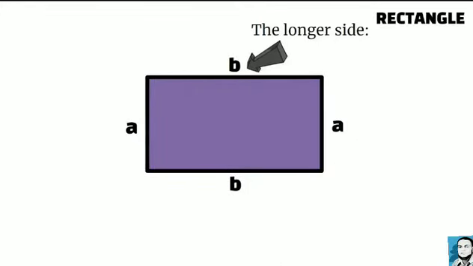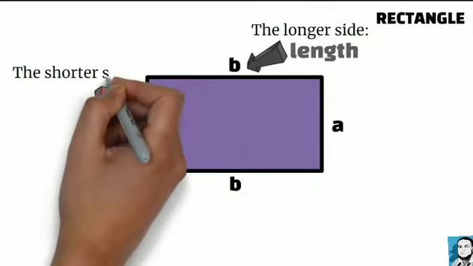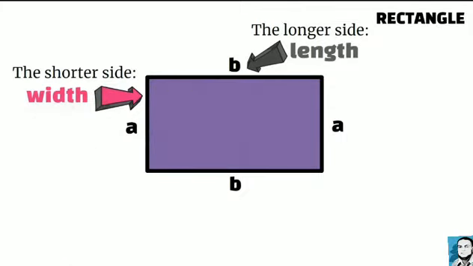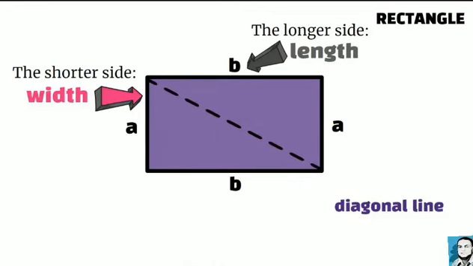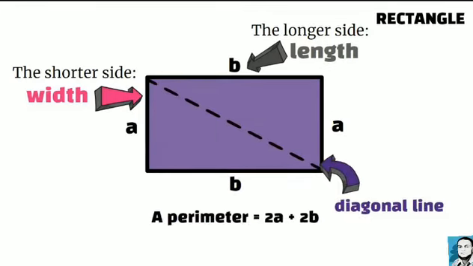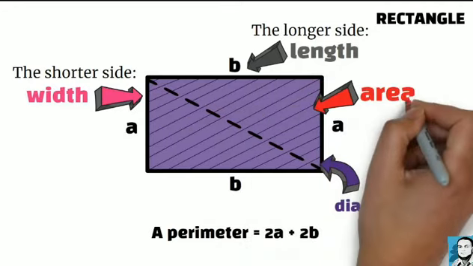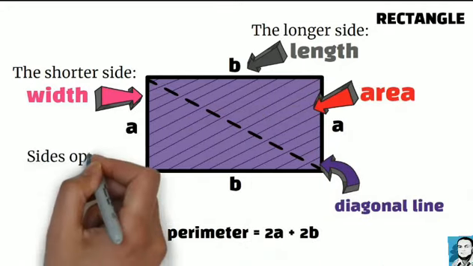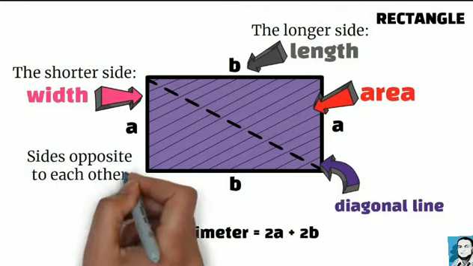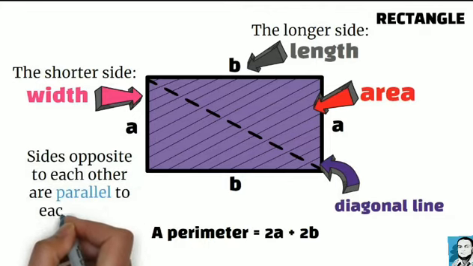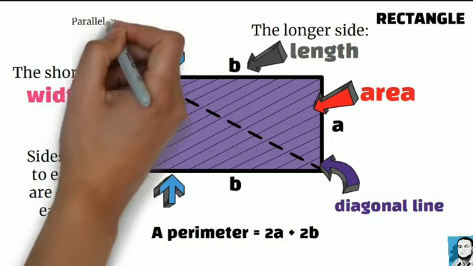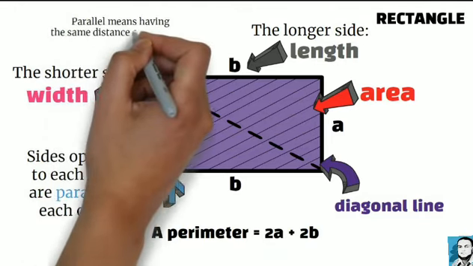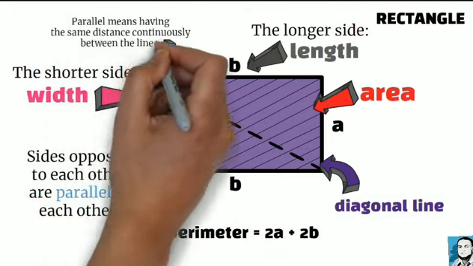The longer side of a rectangle is called a length, and the shorter one, a width. Similar to a square, we have a diagonal line, a perimeter, and an area. We also say that the sides opposite to each other are parallel to each other. Parallel means having the same distance continuously between the lines.